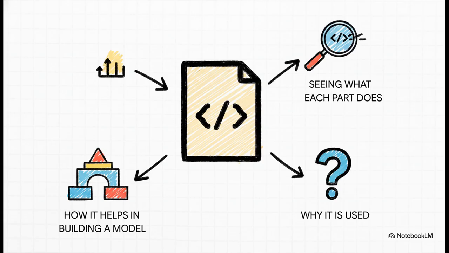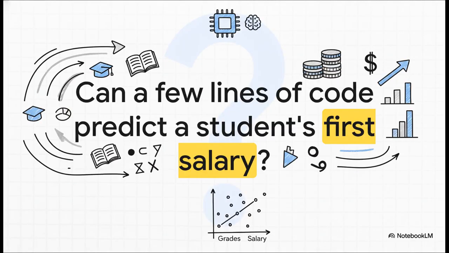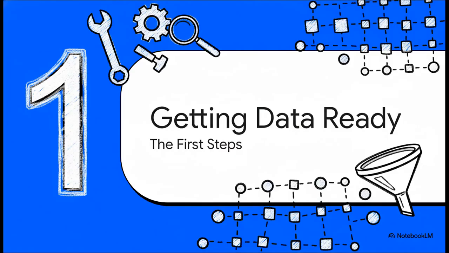We will see what each part of the code does, why it is used, and how it helps in building a linear regression model. So, to make this a bit more real, let's frame our project with a question. Can just a few lines of code actually predict a student's starting salary based only on their college grades? That's exactly the problem we're going to solve today. Let's dive in. All right.